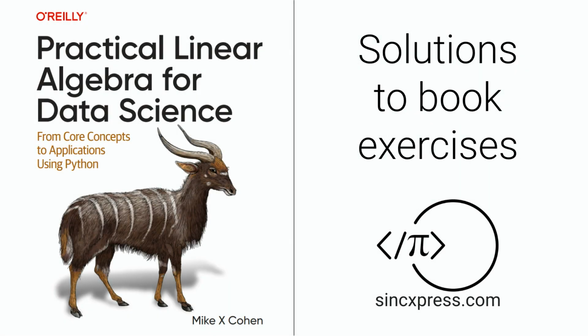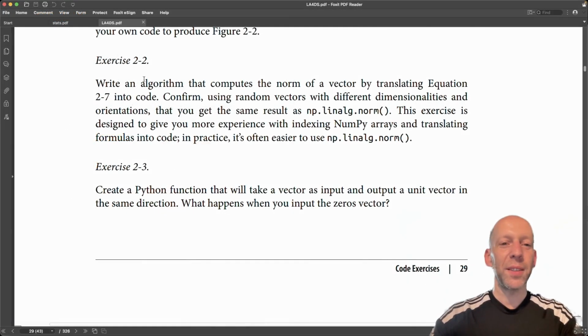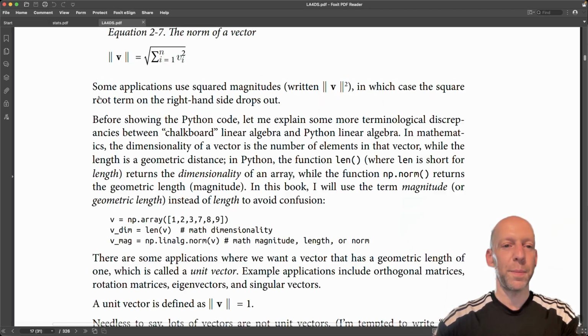So, Chapter 2, Exercise 2. We are asked to write an algorithm that computes the norm of the vector by translating equation 2.7 into code. And then we confirm that with some random vectors where we know what the norm should be. And then we also compare our result against the function numpy.linalg.norm. So first, let's have a look at equation 2.7.